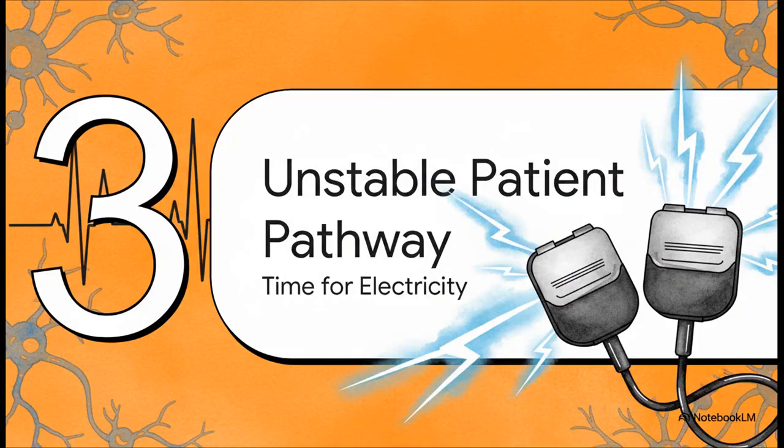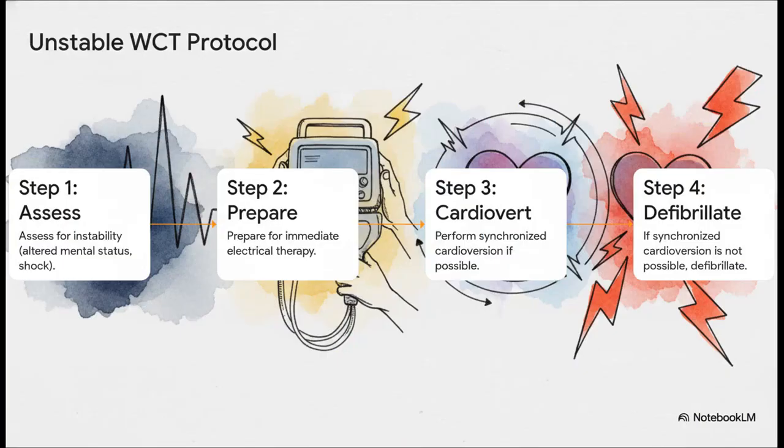So let's say your patient is on that unstable path. They're confused, their blood pressure is dropping, they look like they're in shock. Well, the protocol here is crystal clear. It's direct, and it's all about one thing, electricity. When a patient is unstable, you have to act fast. Your number one priority is immediate electrical therapy.